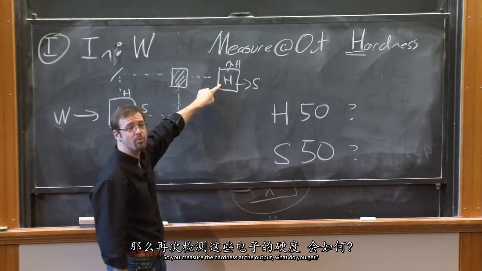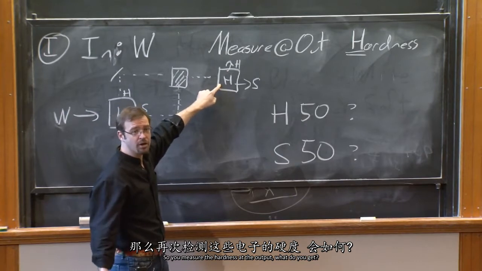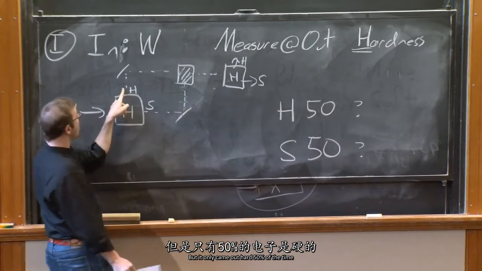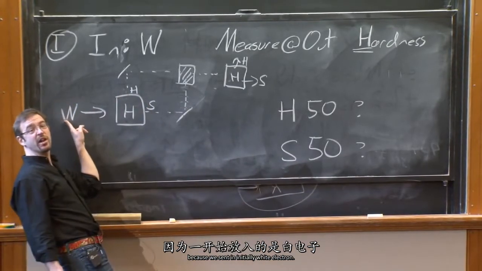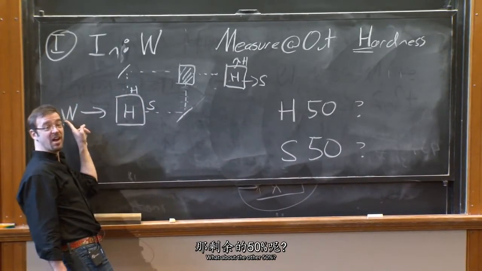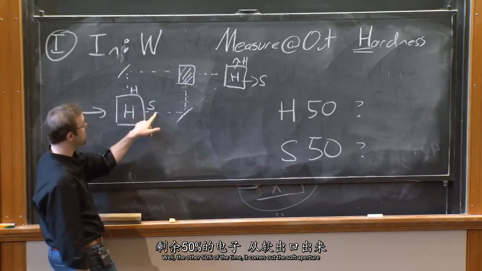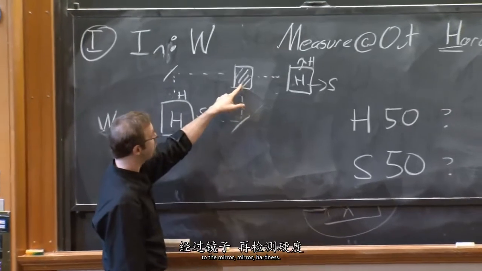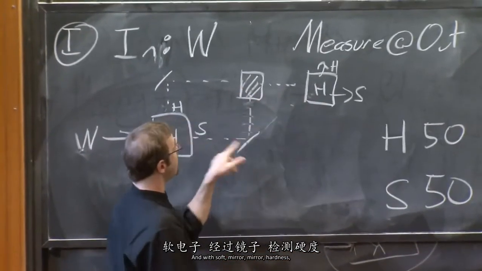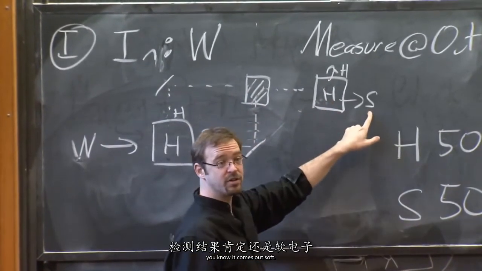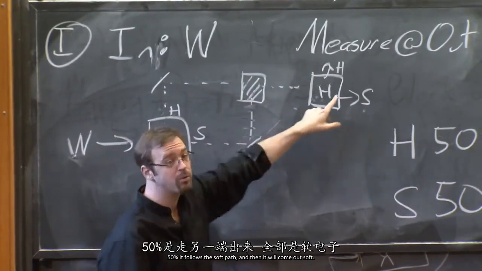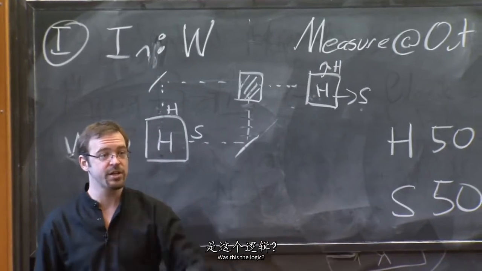So what do you measure when you measure the hardness at the output? Hard, because it came out hard, mirror, mirror, hardness, hard. But it only came out hard 50% of the time because we sent in an initially white electron. What about the other 50%? Well, the other 50% of the time it comes out the soft aperture and follows what I'll call the soft path to the mirror, mirror, hardness. It was soft, so it comes out soft. So 50% it follows the hard path and comes out hard, 50% it follows the soft path and comes out soft. Was this the logic? Yeah.